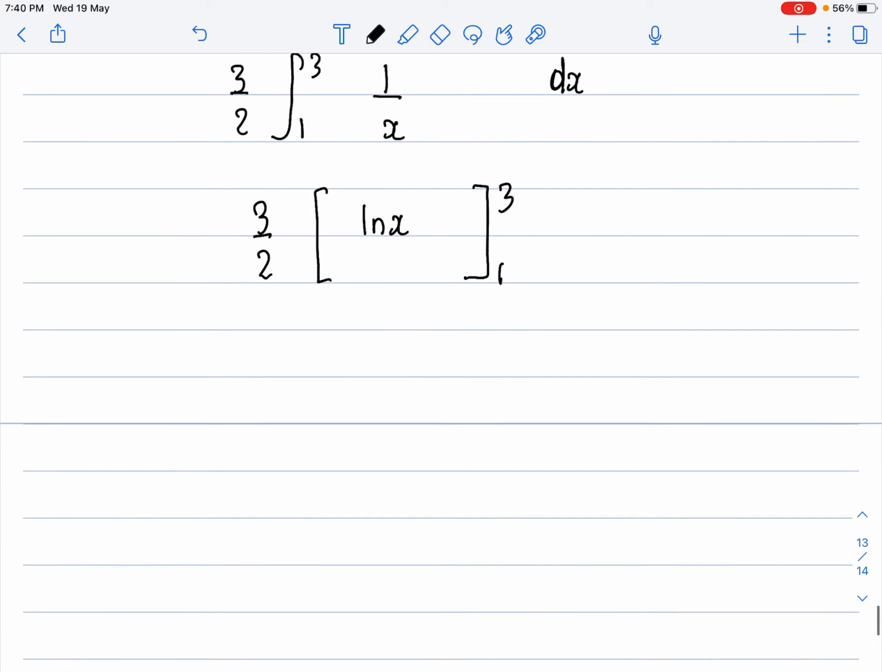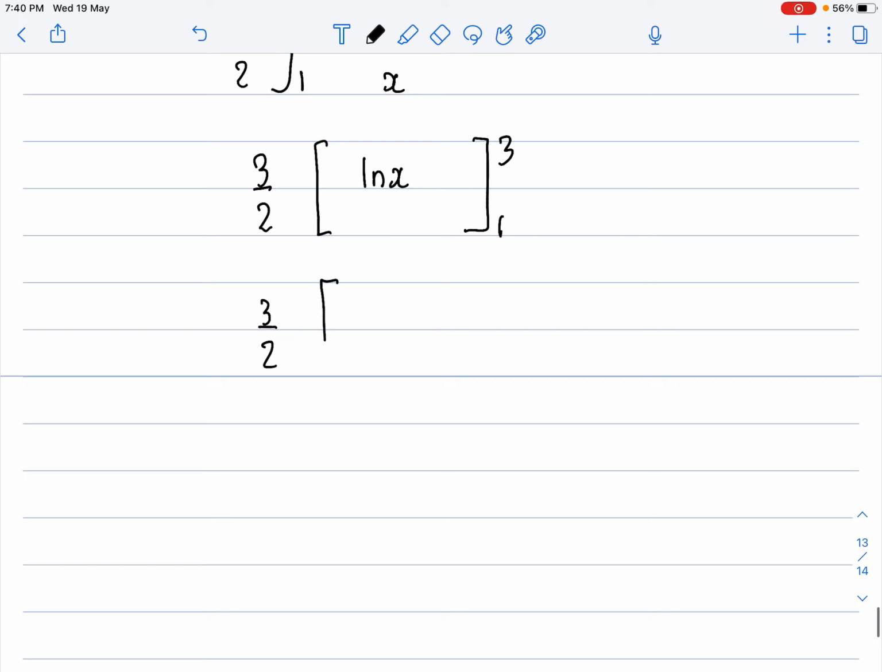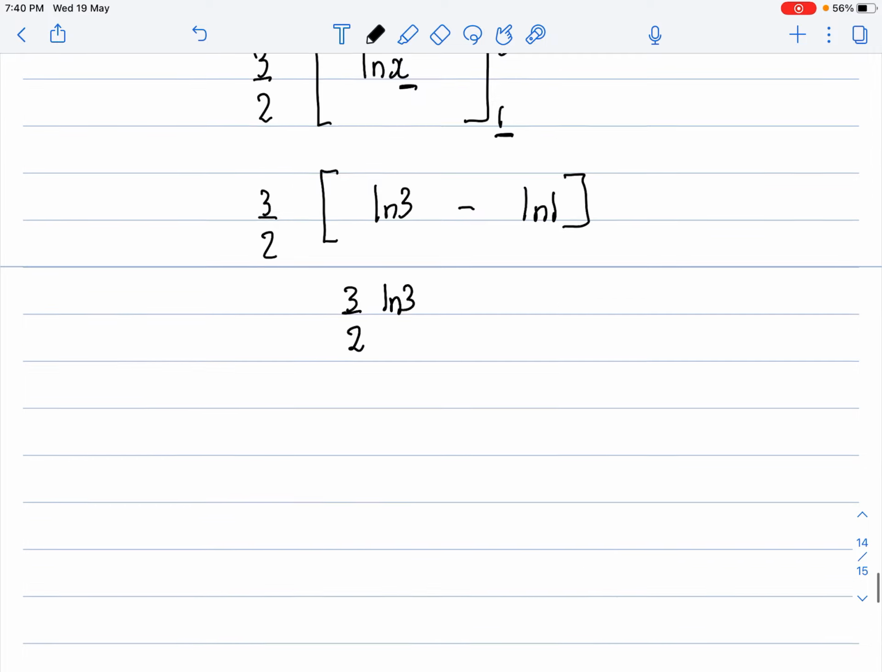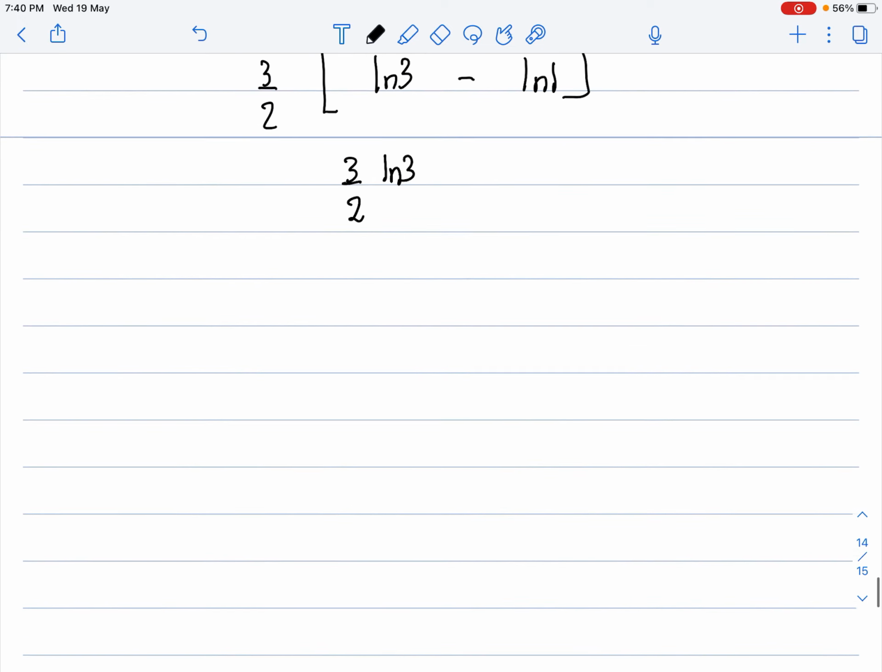So what I can do is simply write this as 3 over 2. First I put the upper limit, which is ln 3, minus the lower limit, which is ln 1. I know my ln 1 is simply 0. So this is 3 over 2 ln 3. So now I need my value for the mean. So what I can do is simply on the calculator do 3 over 2 into ln 3, which will basically give my answer as 1.65, which is basically my E of x.